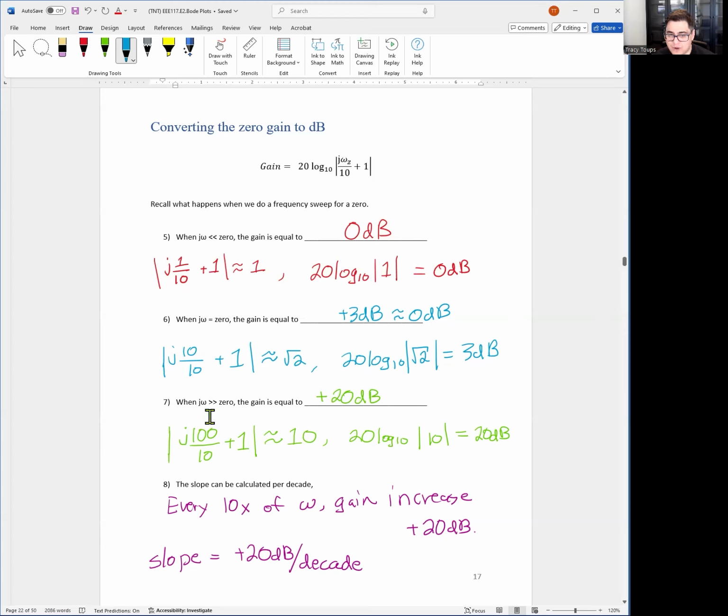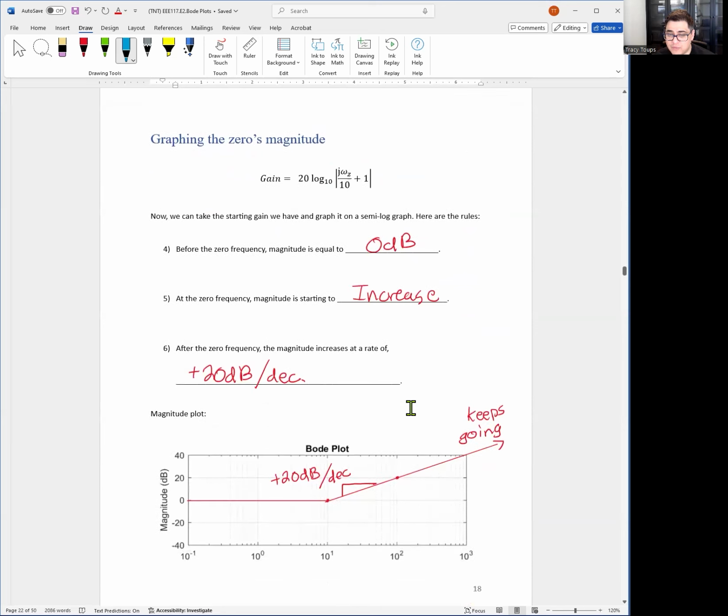So every time we add another 0 to a frequency and 10x it, we're going to get another 20 dB. So 100 is 20, 1,000 is 40, 10,000 is 60, and so on and so on. Our slope overall will be plus 20 dB per decade. So it's very similar to a pole, except everything's positive, right? How do we graph that? Well, we can do it easily.